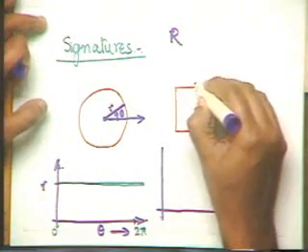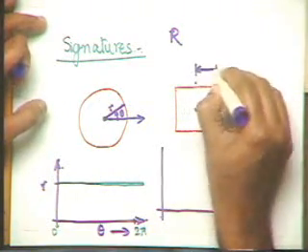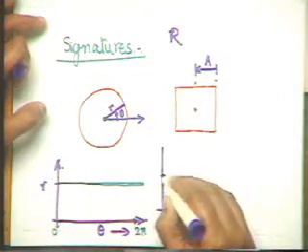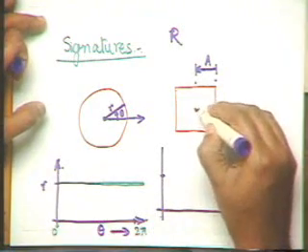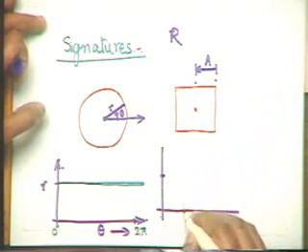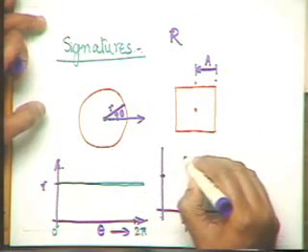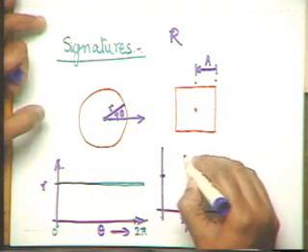Supposing the distance from here to here is A. We take this distance to be A. So the starting distance at 0 degree is equal to A. But when theta becomes equal to pi by 4, supposing this is the position for pi by 4, at pi by 4 we will get distance equal to root 2a.